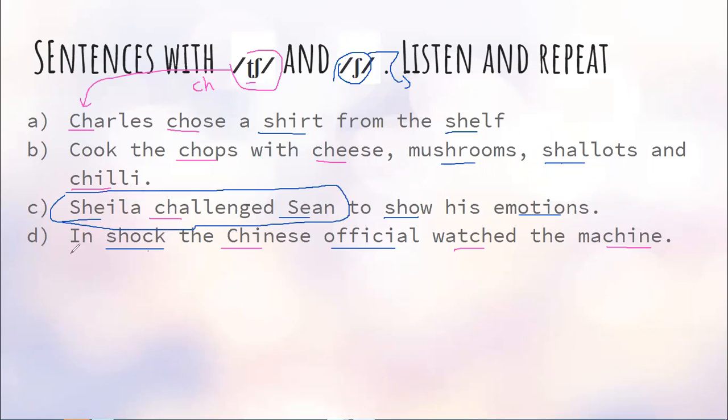And D? In shock, the Chinese official watched the machine. So, can anyone spot the mistake? Machine? Machine is with blue. So machine is with sh. It's not machine, it's machine. It's a tricky one. Oh, Thomas Hamad is here. That's good. All right, thank you, friend.